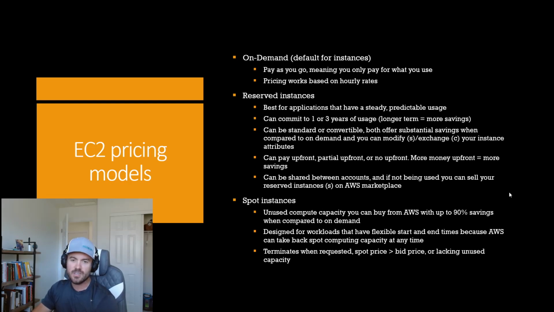Spot instances are going to provide you with the greatest savings by far for your instances, but there is a caveat. Okay? It's designed for workloads that have flexible start and end times, because AWS can take back this spot computing capacity at any time. And essentially, spot instances are just unused compute capacity from AWS that you can bid for.